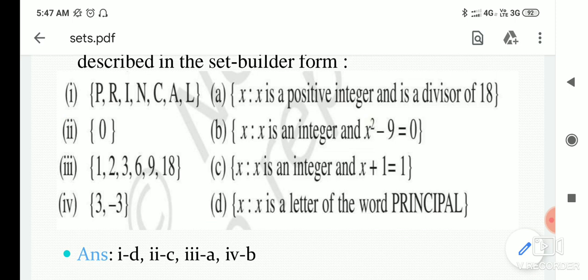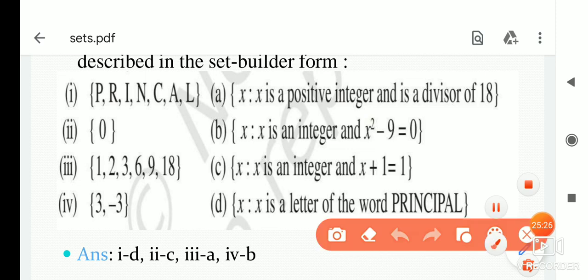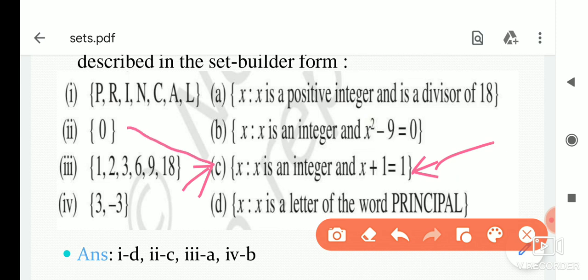The second example is, you can say, the null set, because it's a 0 in that set only. So let's see which set can be matched. If you observe the set C, set of all x such that x is an integer and x plus 1 equal to 1. So if you try to find the value of x, x plus 1 equal to 1, so the value of x will be 1 minus 1, 0. So you can match these two.